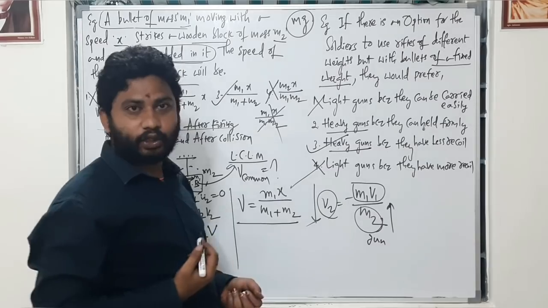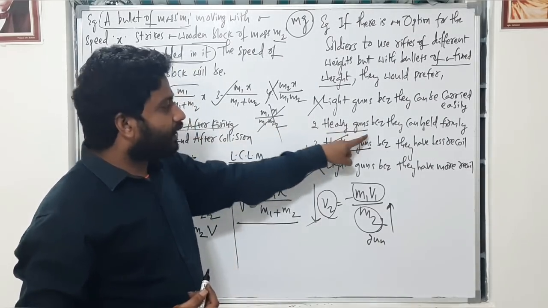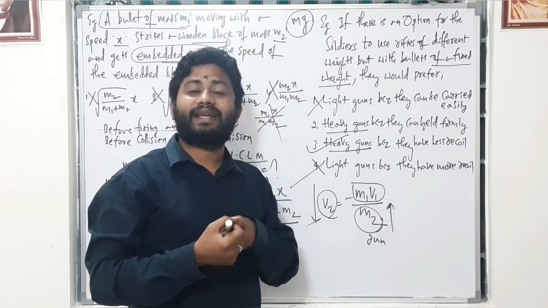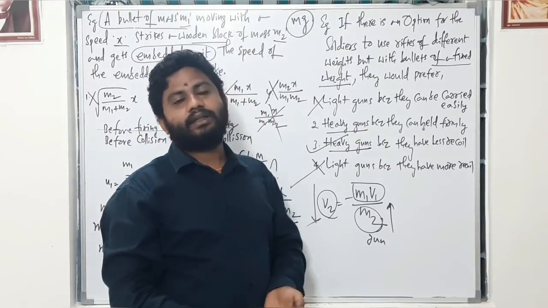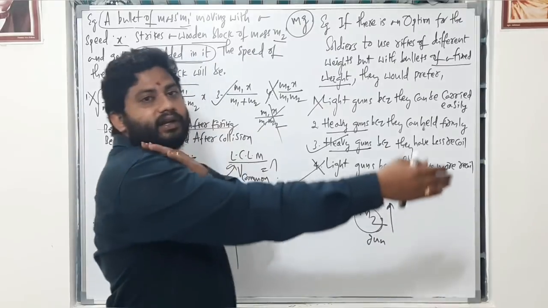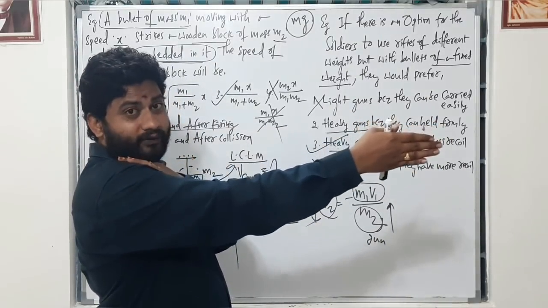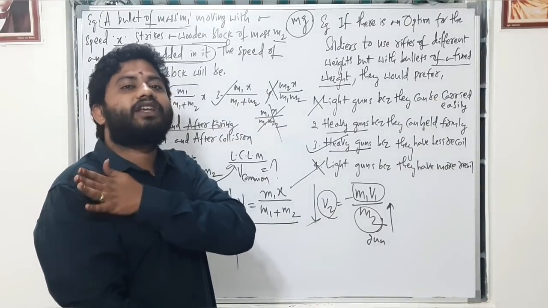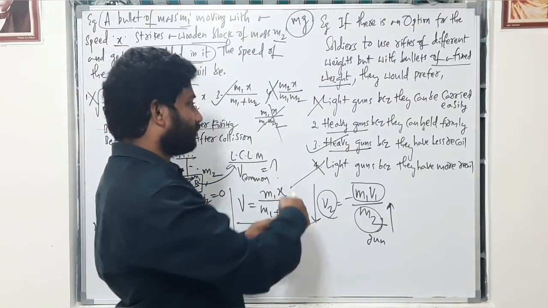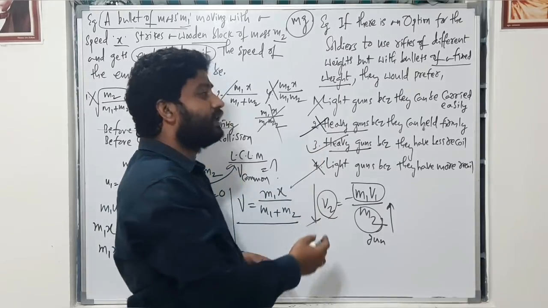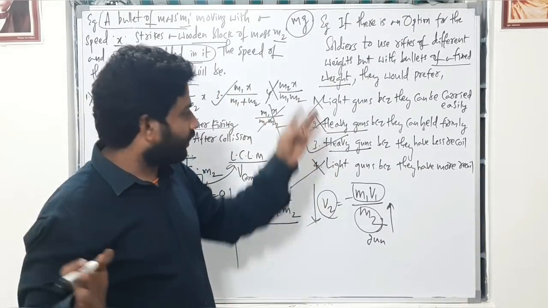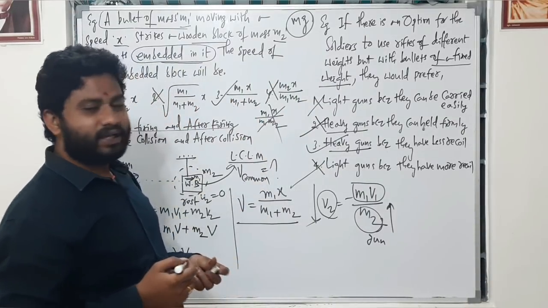What happened to the second option? Heavy guns because they can be held firmly. What is meant by held firmly? Even a light gun or a heavy gun, they can hold firmly only. Firmly means strongly, they can hold with the support of the shoulders, right? But that is not the correct option because they can hold firmly even a lighter gun. So that is how the questions will be solved.